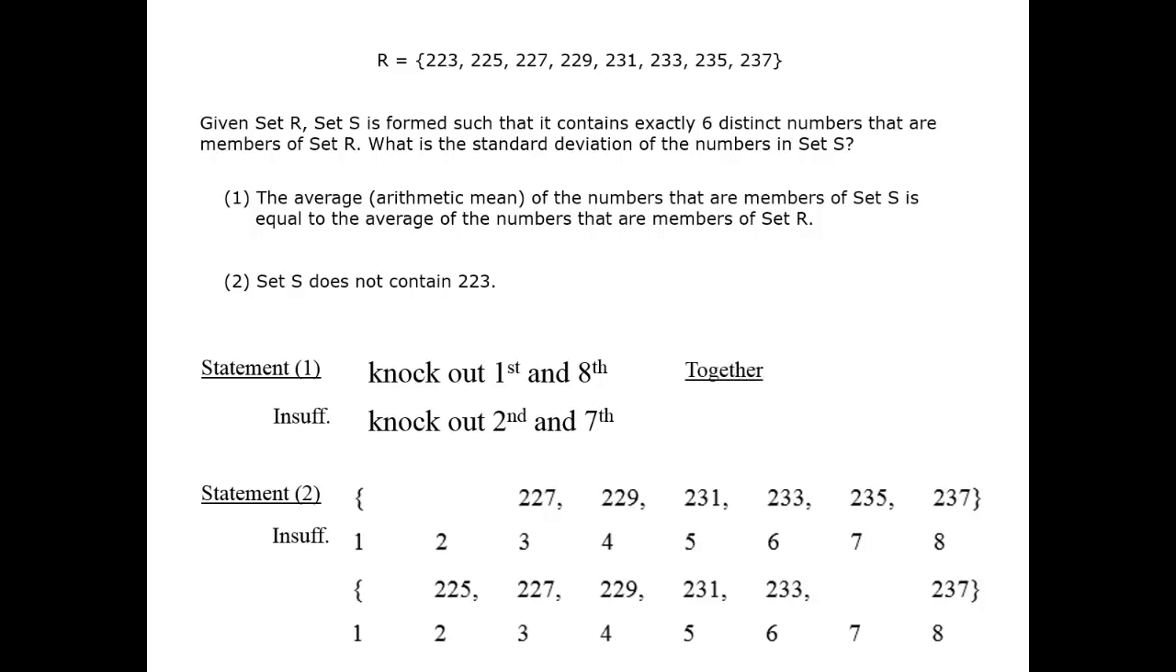Combining the two statements, we need to form set S such that 223 is one of the numbers we knock out, and the average of set S is 230. There's only one possible way to do that, and that is for 237 to be the other number that we knock out. Otherwise, the average will be disrupted, because the pull of the numbers on either side of 230 will no longer be balanced. Therefore, the elements of set S are uniquely determined, and that means the standard deviation can be computed directly. We therefore have sufficient information to answer the question.